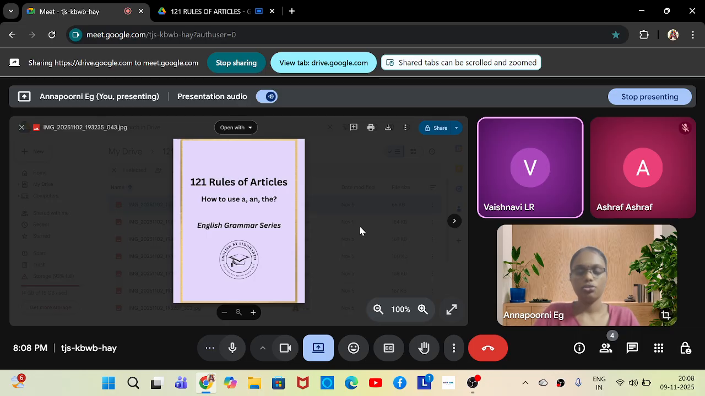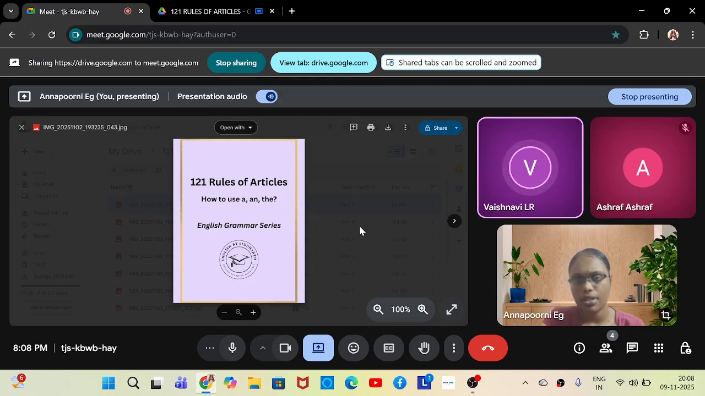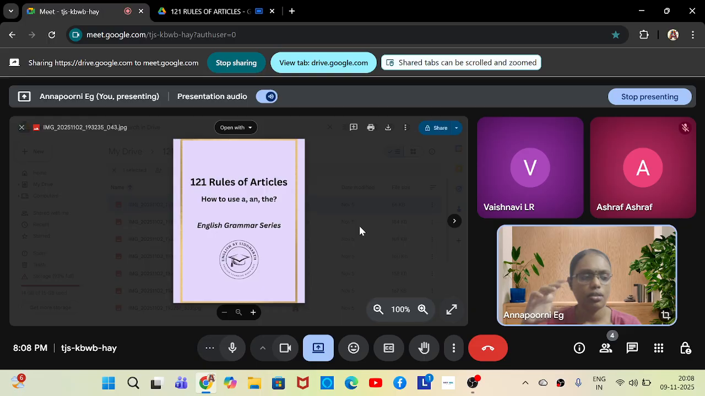Okay, ma'am. So articles are small words used before a noun in a sentence or before a noun phrase in a sentence. What is the difference between a noun and a noun phrase? That we will study later. For the time being, you understand that articles are used before nouns. Now we said that there are three articles in English. What are they? Can you repeat now? A, an, and the.